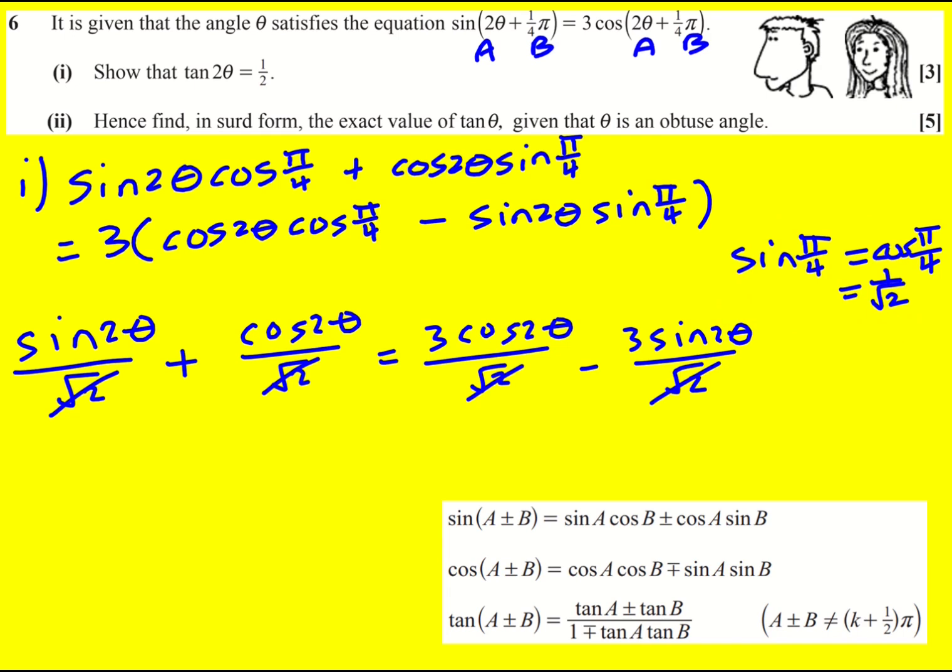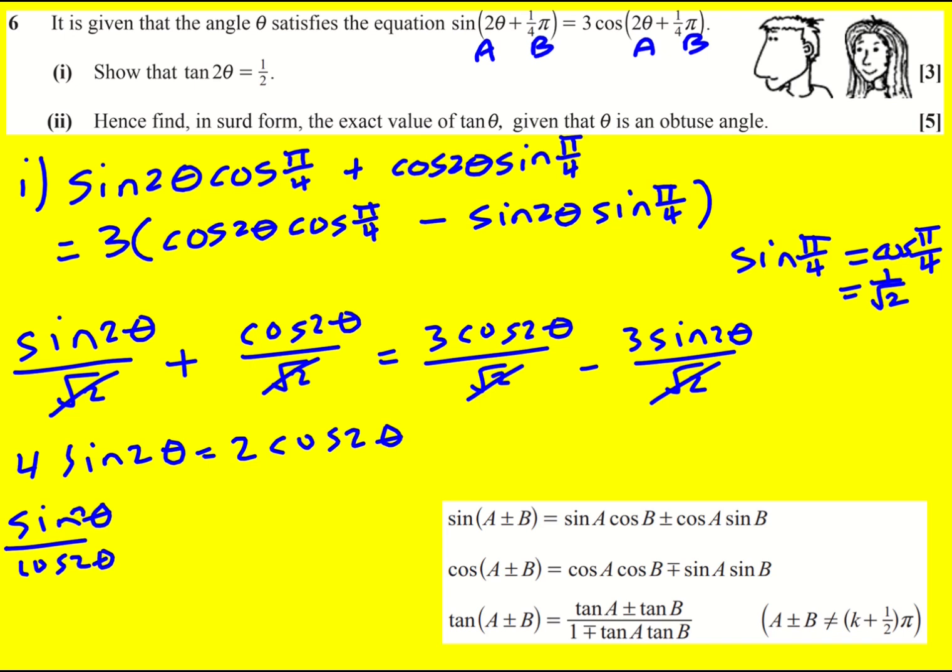So I'm going to get sine all on one side. I'm going to get 4 sine 2 theta on the left, and then minus the cos theta from both sides equals 2 cos 2 theta. Therefore, if I divide through by the 4, sine 2 theta over cos 2 theta, making mistakes here, but corrected it, that is going to equal a half. That means that tan 2 theta is equal to a half. Brilliant.